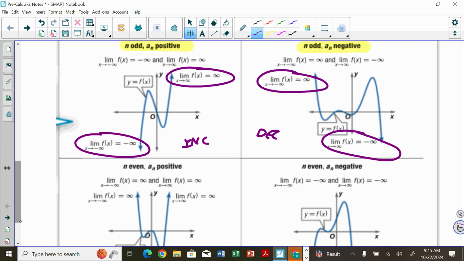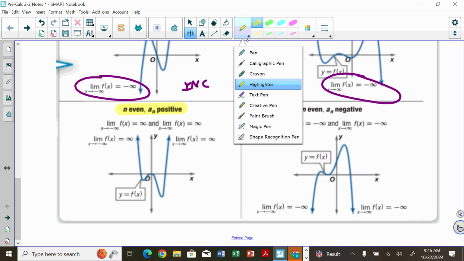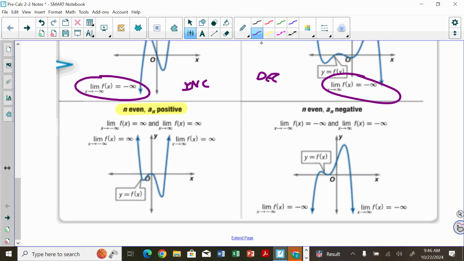Now let's change the exponent to an even number. So if our exponent is even, and then we have a positive leading coefficient, in this case, you can see that it's even, that both of our limits are going to be positive. Both of them are going to be approaching positive infinity. You can see right here and right here that both end behaviors were going up. So because your exponent is even, so 2, 4, 6, those powers, and your leading coefficient is positive, that's going to happen.